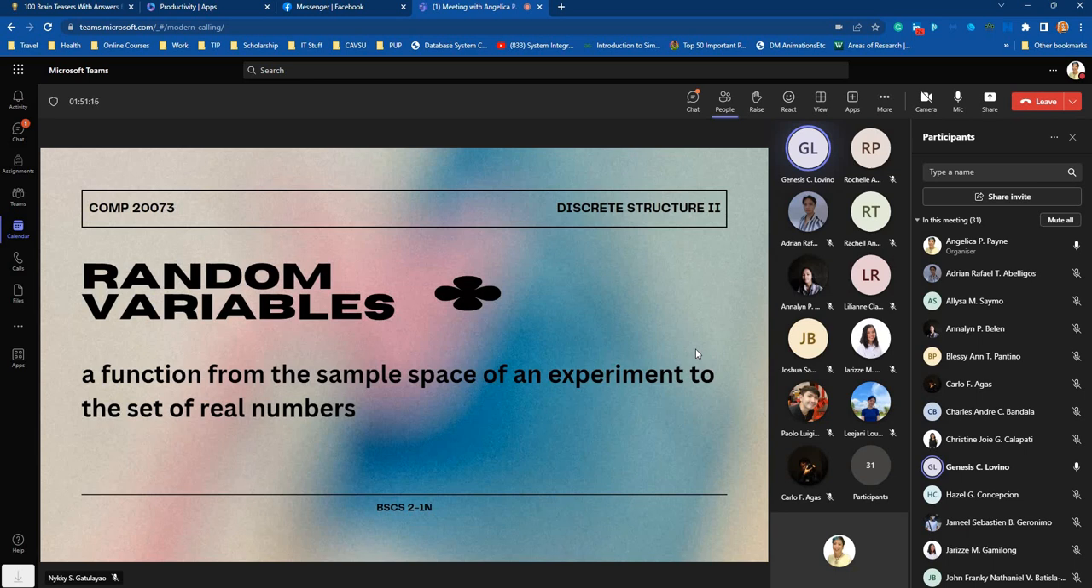It is a function from the sample space of an experiment to the set of real numbers. That means a random variable assigns a real number to each possible outcome.